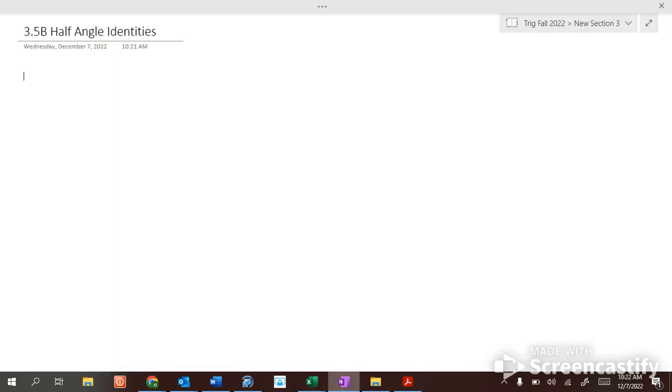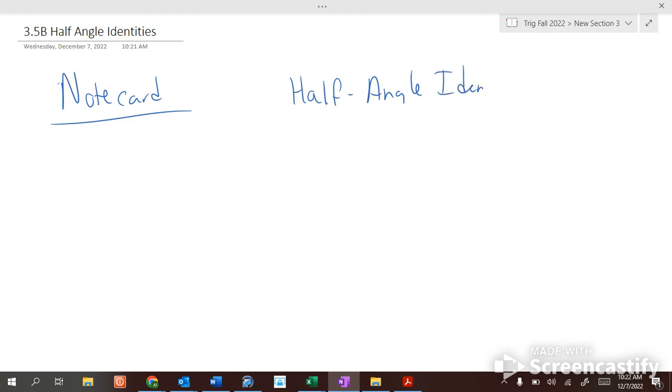All right, here we go. Again, note card. Last things to add for the note card. These are half angle identities.